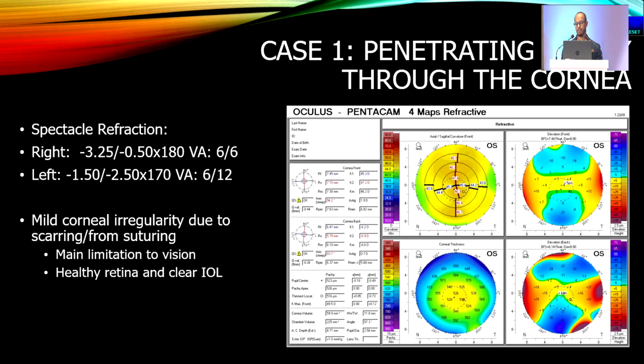We can see the right eye, the undamaged eye, corrects very well, 6/6 with a moderate amount of myopia there. But the left eye only corrects to 6/12 because of the corneal irregularities. In this case, the main limitation to the patient's vision is the irregular cornea. So healthy retina and a clear IOL.